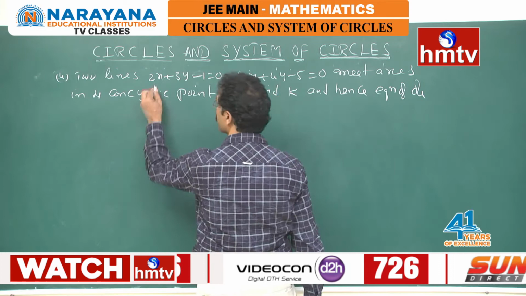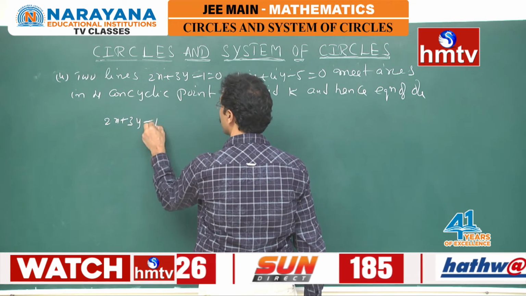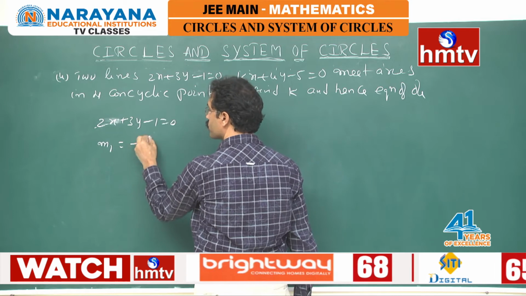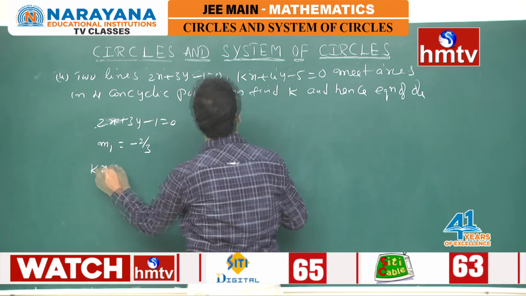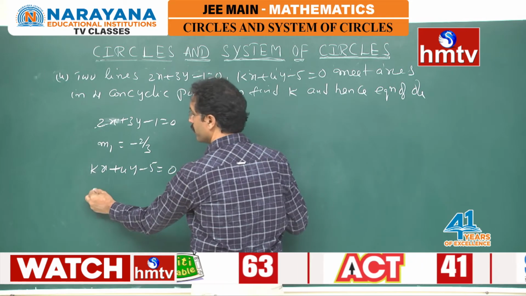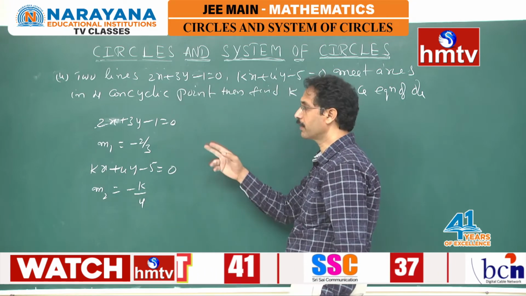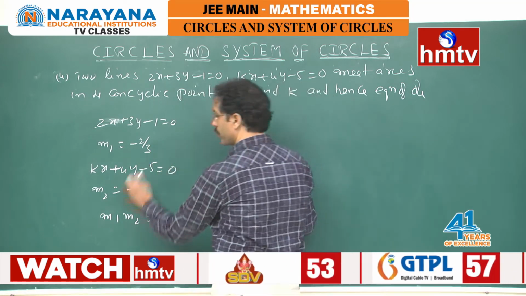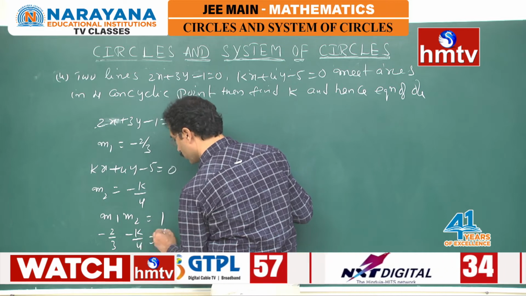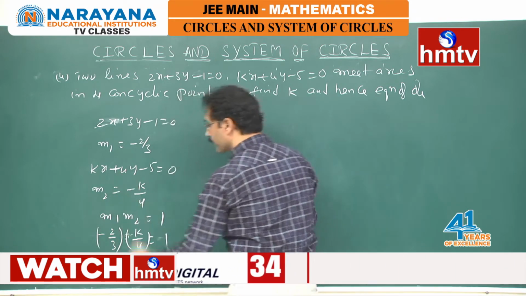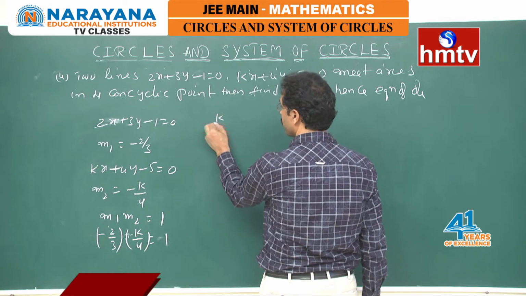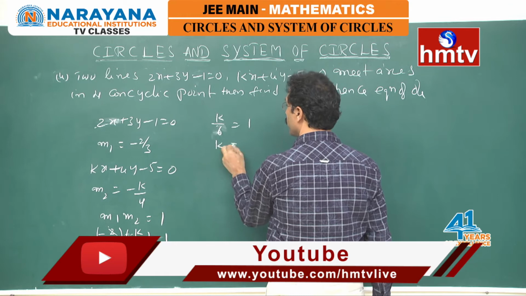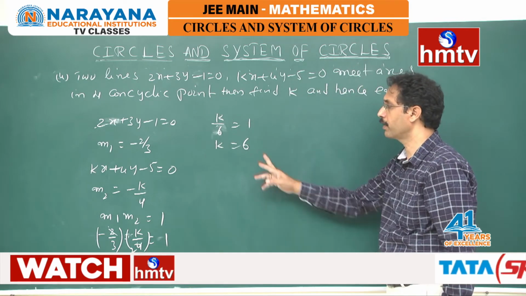So, first, the equations of the lines are 2x plus 3y minus 1 is equal to 0, the first line. What is the slope of this line? m1 is equal to minus a upon b, that is minus 2 by 3. Similarly, the second line is kx plus 4y minus 5 is equal to 0. Its slope m2 is equal to minus k upon 4. Now, if they are concyclic, we have m1 into m2 is equal to 1, so minus 2 by 3 into minus k by 4 is equal to 1. Here minus minus you will get plus, then the 2s cancel. So, you will get k upon 6 equal to 1. So, the k value is 6. So, if they meet the coordinate axes in 4 concyclic points, we got k as 6.